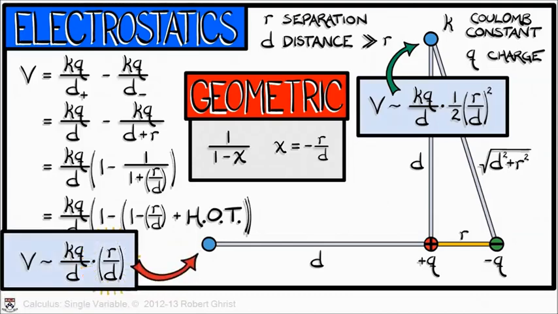Now, notice how different that is from before. By using different series, we see that the leading order terms in the electrostatic potential differ depending on how you are oriented with respect to the dipole. Inline potential is much stronger than orthogonal.